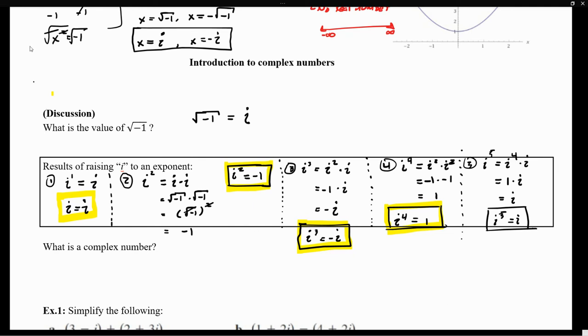So now that we have discussed some properties about the imaginary number, now we can properly define a complex number. A complex number is a number which is made out of a real and an imaginary part. And the standard form has the following form: a plus bi, where a and b are real numbers.